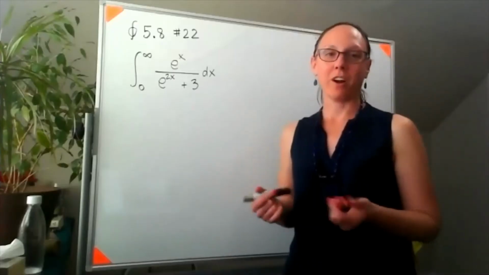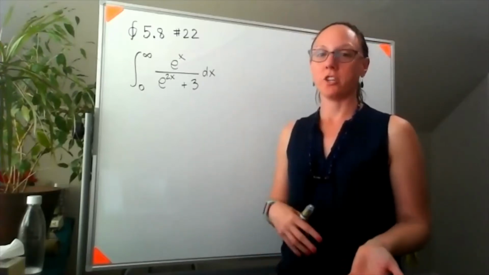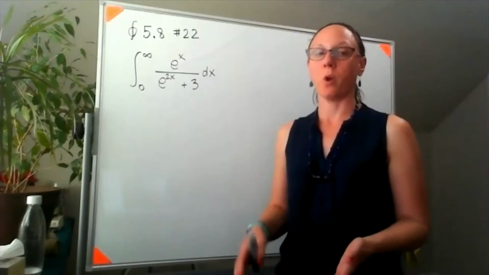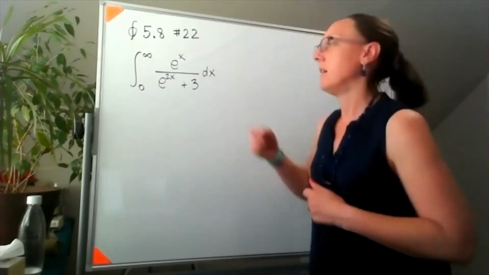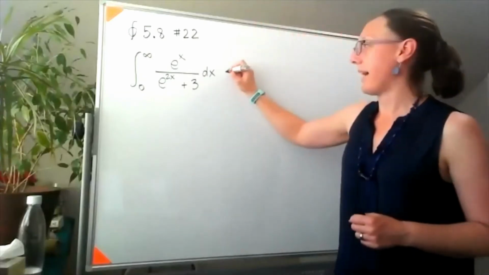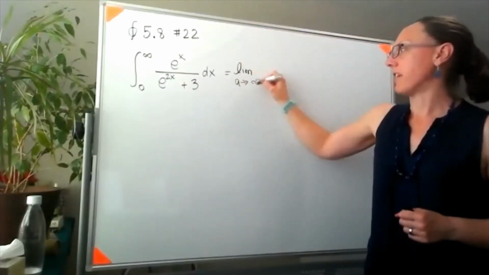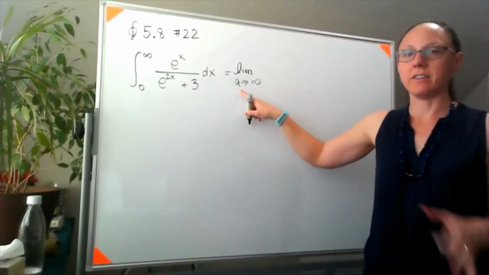We know that one of our bounds is infinite here. So right away, we're going to have to change this from an improper integral to a proper integral by using limits. I'm going to rewrite the problem as the limit as a approaches infinity. And the choice of letter here doesn't matter.